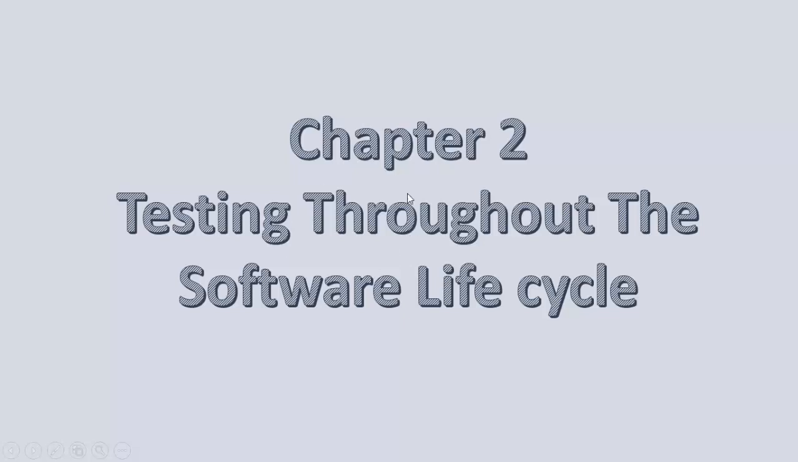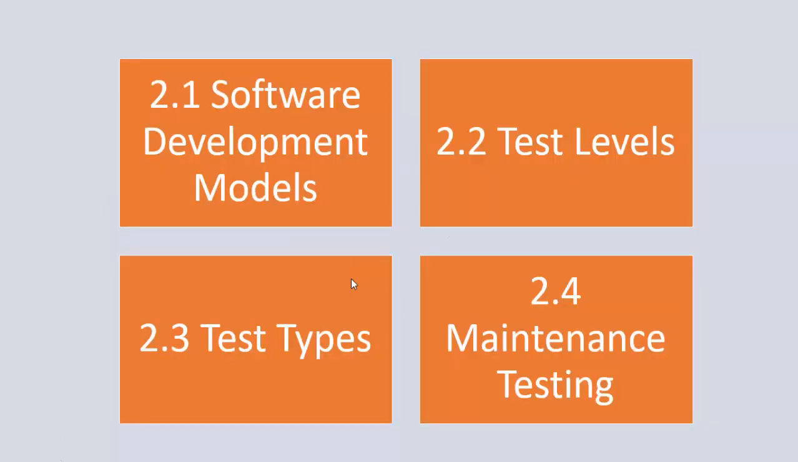Now we'll start chapter 2, which talks about testing throughout the software lifecycle. This chapter consists of 4 sections. The first one is about software development models. The second one is about test levels. The third is about test types. And the fourth is about maintenance testing.